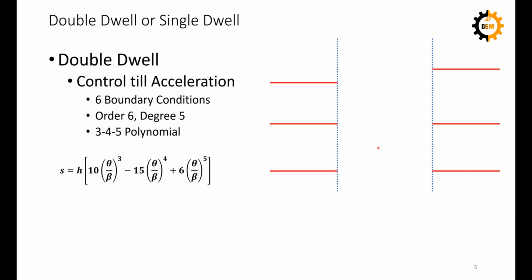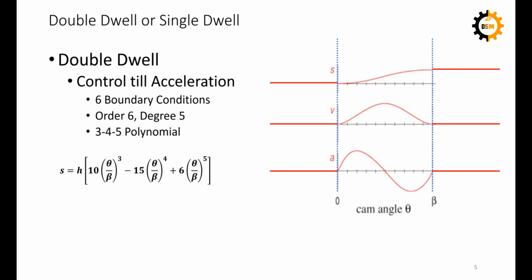So for any example, this will be the displacement function. If we have to find the velocity, we take its derivative with 1 by beta additionally. For acceleration, we take another derivative, and for jerk, we take another derivative. But if we are not controlling it to jerk, we can plot it as discontinuous, and it will not be 0 at the boundaries. So the resulting equation, for example, will be something like that, and this is the resulting plot. This is a typical example of a double dwell cam follower mechanism when you have control till acceleration.